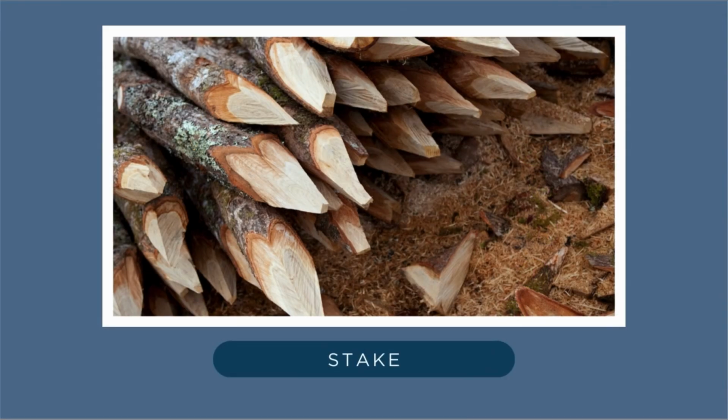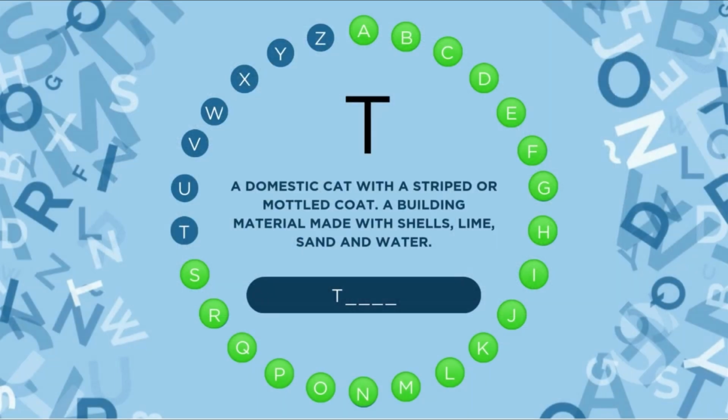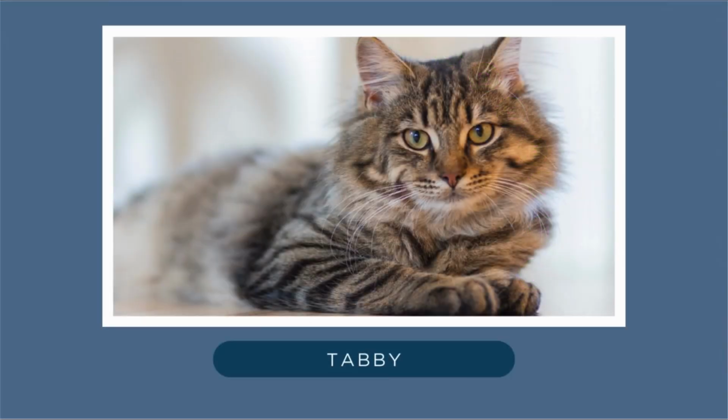We're moving on to the letter T. A domestic cat with a striped or mottled coat, or a building material made with shells, lime, sand and water. Letter T. And the answer is tabby. What a beautiful cat that is.